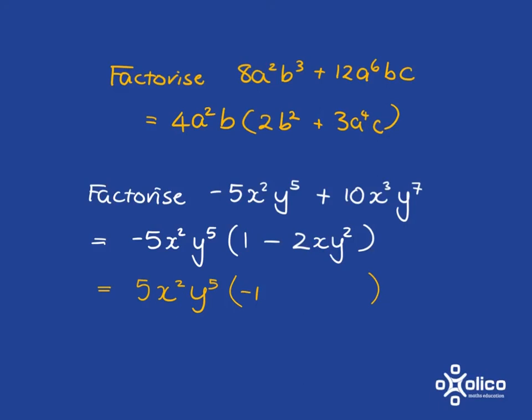And then if I look at the next, this multiplied by this must get me to that. So 5 multiplied by what gets me to 10? It's just going to be 5 multiplied by positive 2. And then x squared needs to be multiplied by x, and y to the 5 by y squared. And this should make sense. You've basically got the same thing here, but with the signs reversed, and that makes sense because the only thing that changed from here to here was the signs.